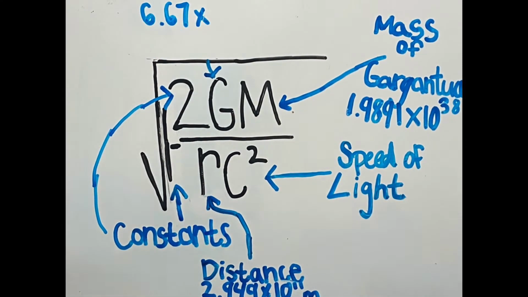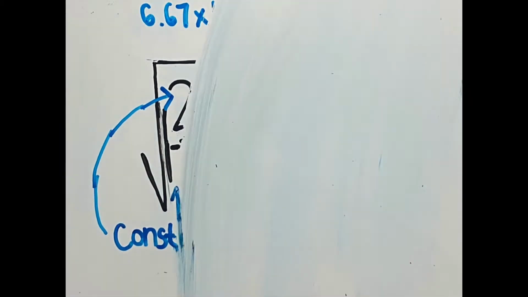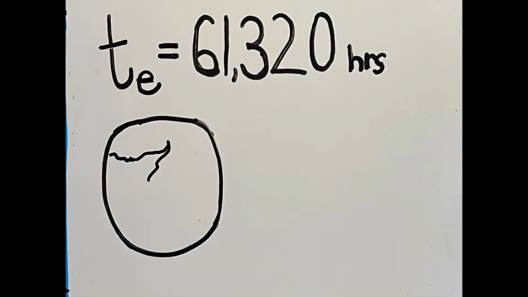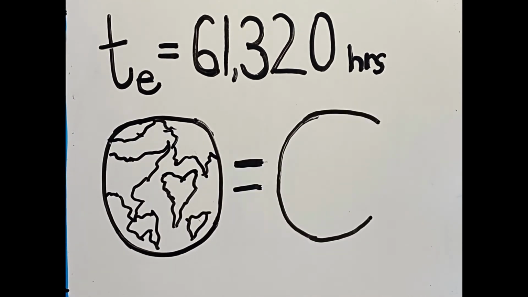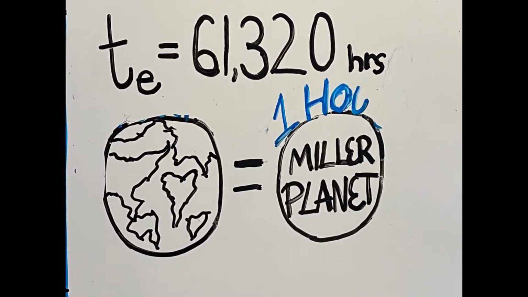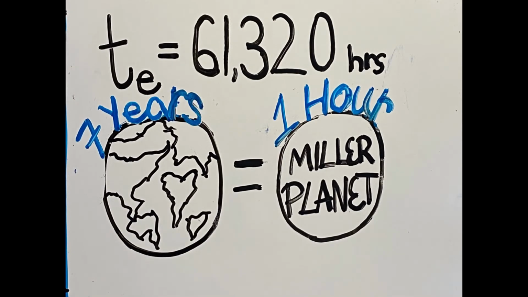Once we plug in all the variables, we find that T of Earth equals 61,320 hours. This means that for every hour that passes in Miller's planet time, 61,320 hours or 7 years pass on Earth. Given that the film was released in 2014, you've had 7 years, or 1 Miller's Planet hour, to have watched it by now. But if you haven't, let's take a look at how the results of our equation actually play out in the movie, and how it could possibly happen in real life.